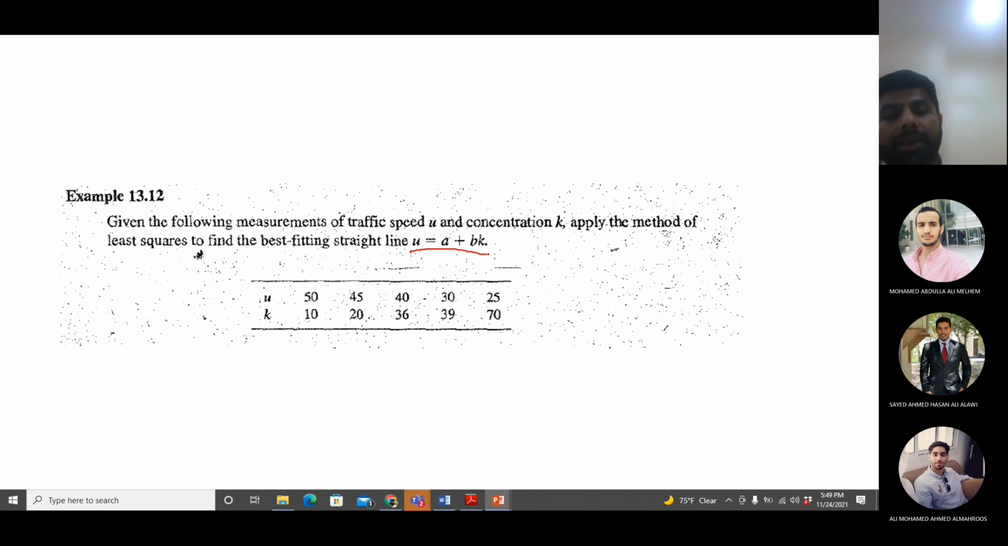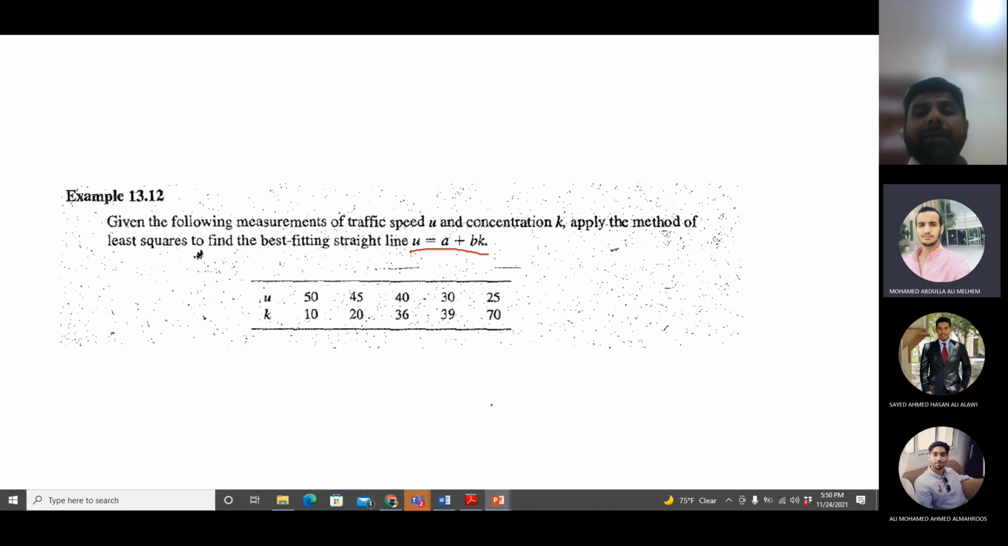Which one of them is explanatory variable, independent variable, u or k? Tell me, which variable is explanatory or independent variable? Explanatory, independent means the same thing. U or k? Any guess? Take a guess. No problem. U is the dependent variable. K will be the input.